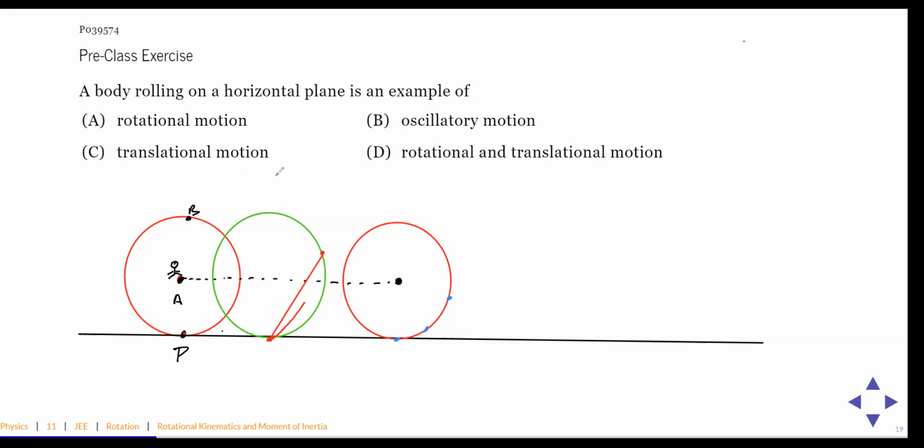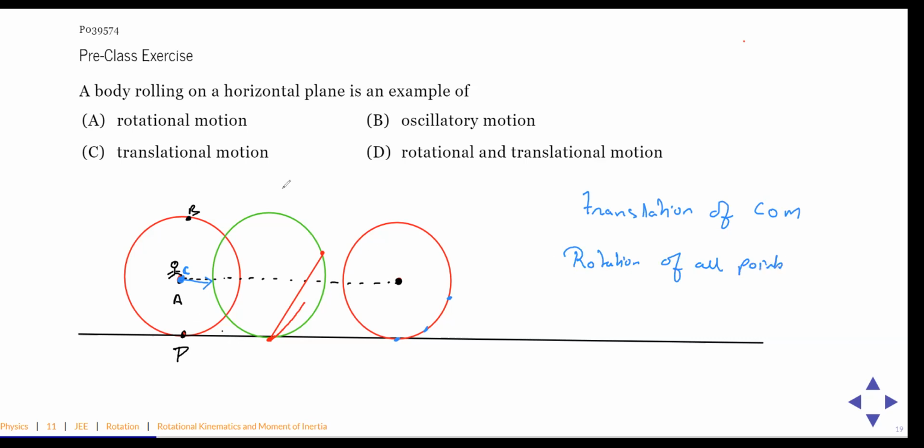So can I say, two things are happening here. What two things? First, the center of mass. If you talk about the center of mass, there is translation of the center of mass. And then rotation of the whole object, rotation of all points.